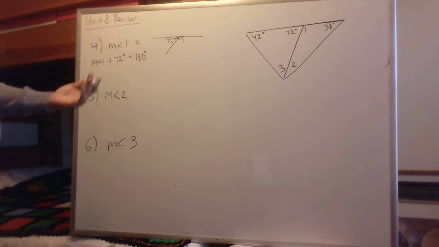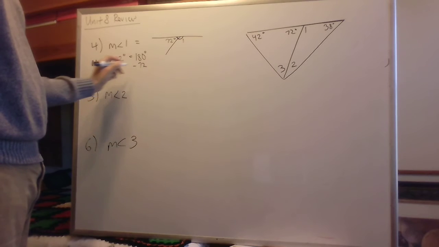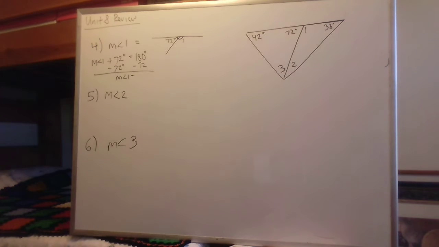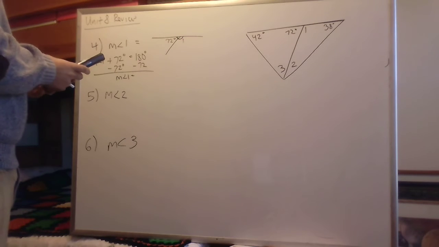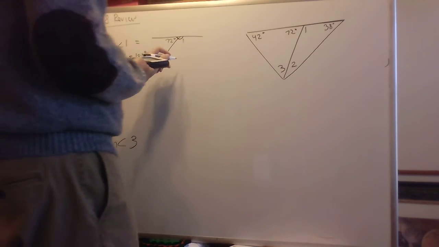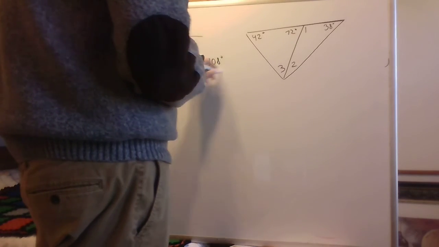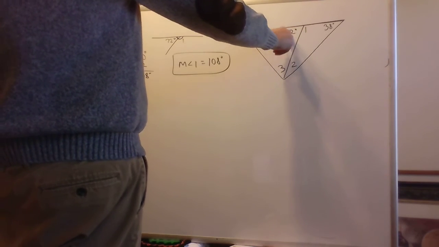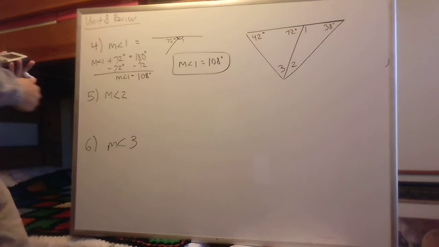So in order to find the measurement of angle 1, we're going to subtract 72 from both sides, and what that gives us is the solution. If we take 180 and subtract 72, that is going to give us 108 degrees. So the measurement of angle 1 is equal to 108 degrees. It's because we knew that angle 1 and 72 form a supplementary angle, which means that when you add them together, because it's a straight line, it equals 180 degrees.